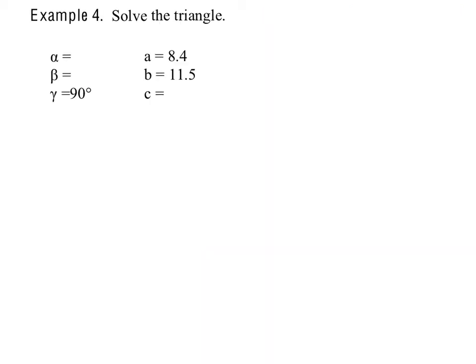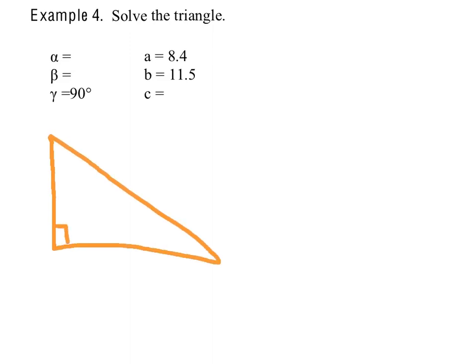Alright, we're going to start example 4 just like we started example 3. We're going to go ahead and draw a right triangle using our given information. And in this case, we're only given our 90-degree angle. So I'm going to go ahead and label alpha and beta. I'm going to put alpha up top, beta on the bottom. So little a is going to go across from alpha. So my base is 8.4. Little b is going to go across from beta, so that's 11.5, and we do not know what c is.